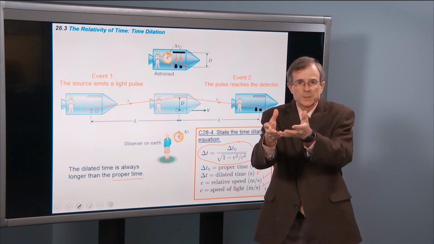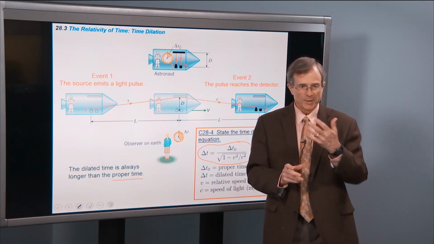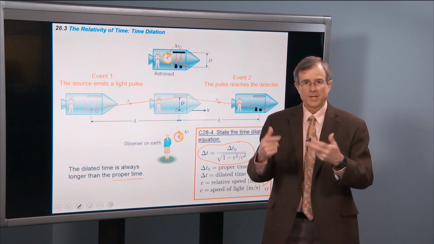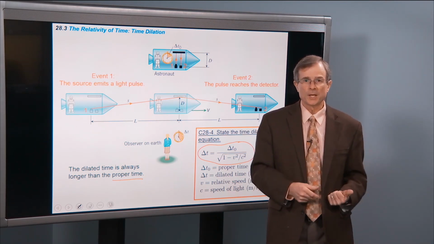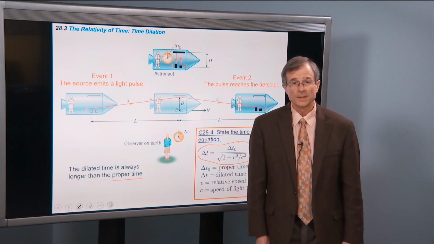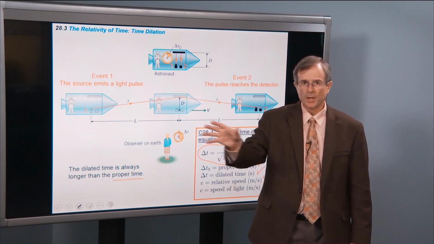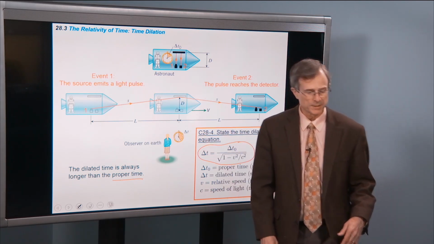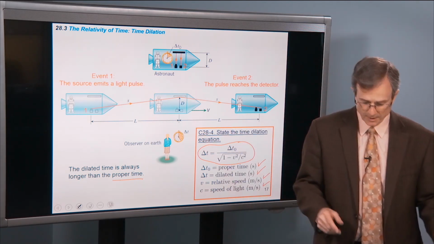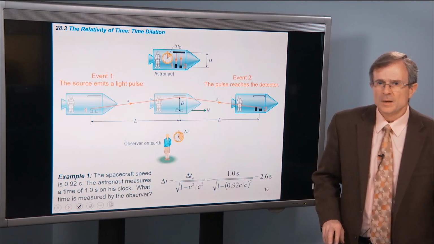Because from the astronaut's point of view, he's at rest with respect to his clock. Everything's doing fine. But he's looking at me and saying, hey, you're moving, therefore your clock's running slow. Who's right? Well, you're both right. Anytime I look at you, your clock's going to be running slow if you're moving relative to me. If you look at me, then my clock will be running slow from your perspective. All right.